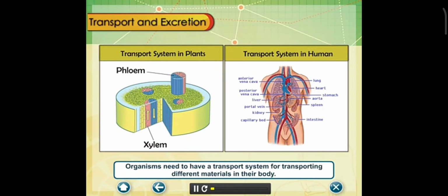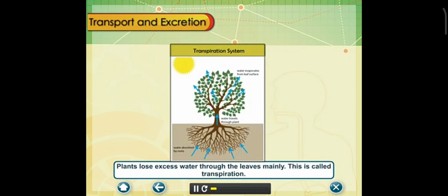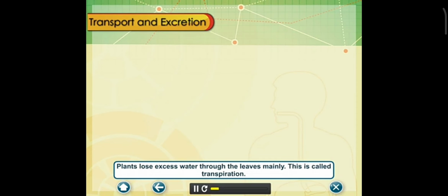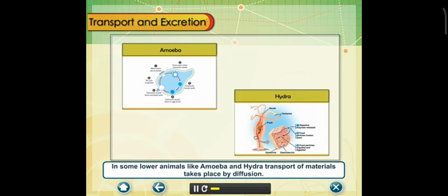Organisms need to have a transport system for transporting different materials in their body. Plants lose excess water through the leaves mainly. This is called transpiration. In some lower animals, like amoeba and hydra, transport of materials takes place by diffusion.